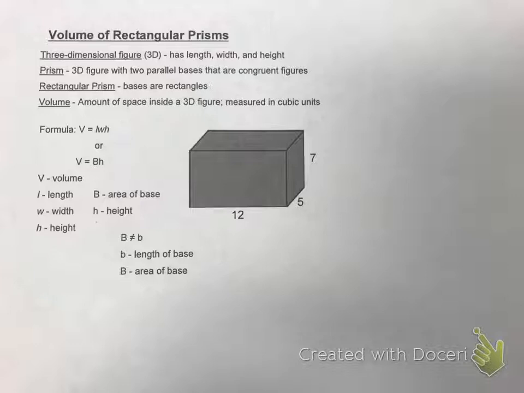So, the rectangular prism is a 3D shape with two parallel bases that are congruent figures. All the bases are rectangles in a rectangular prism. The formula is length times width times height, or, as you'll see on your math charts, capital B, lowercase h. That capital B stands for area of the base.